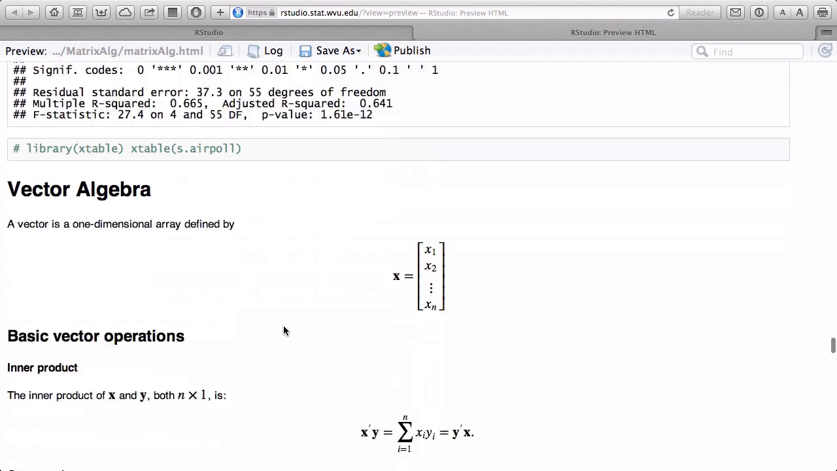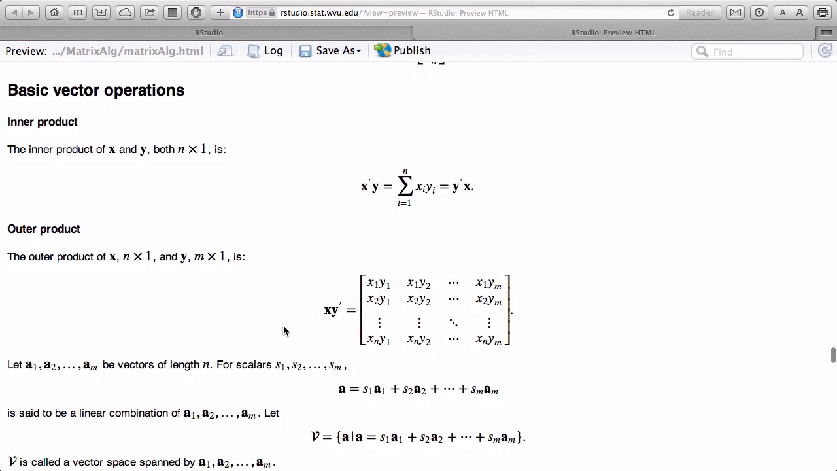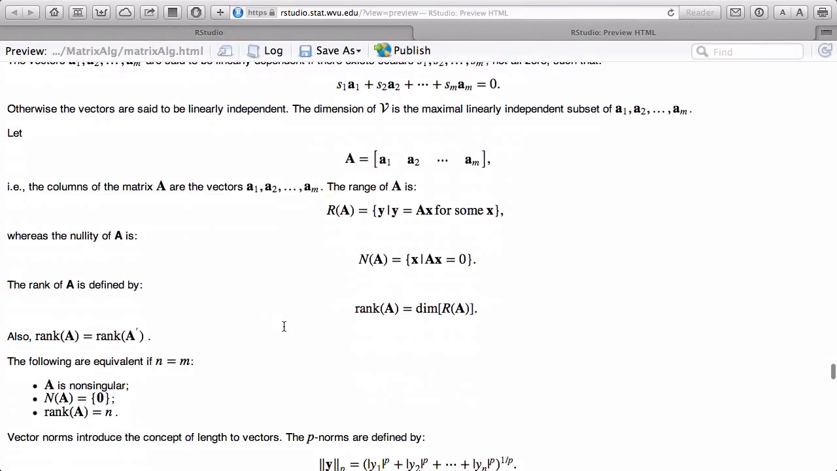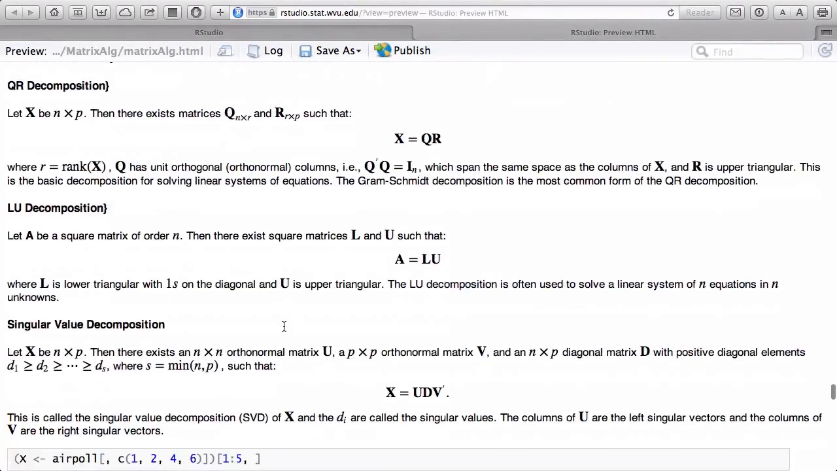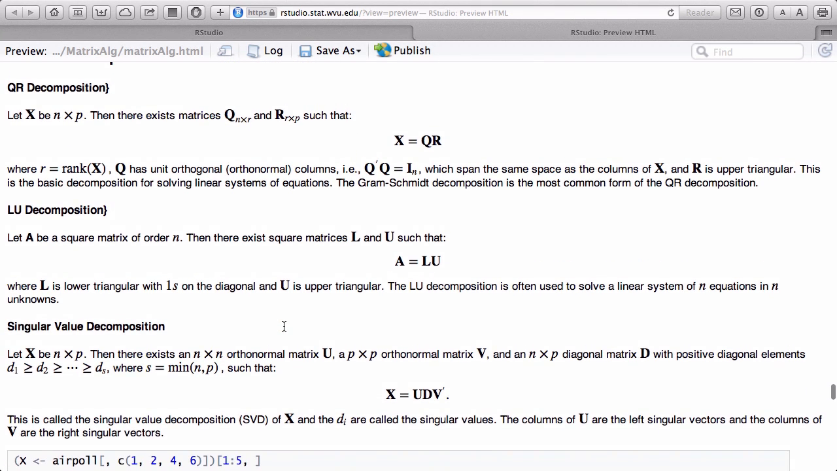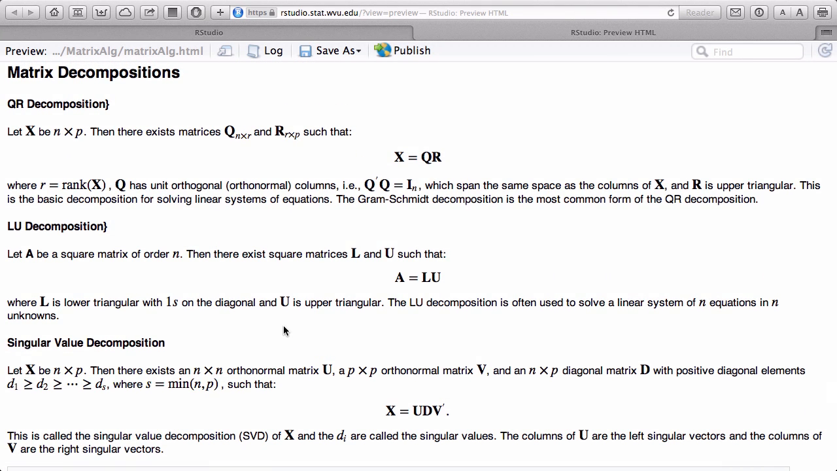And ultimately I get down to vector algebra, which talks a little bit about vector spaces if you want to review this. But this topic right here, I would say a huge amount of statistics can be done with these matrix decompositions. Anything in linear statistics and certain types of nonlinear statistics can be done with these decompositions. So for example, the lm function in R uses the QR decomposition to do regression.